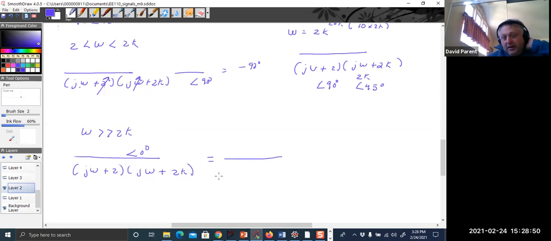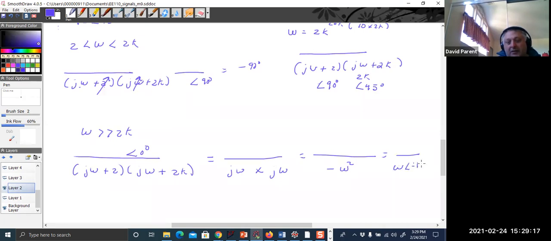So this is bigger than that. So I have j omega. This is bigger than that, and I have j omega. Now, this is a tricky thing: you might say, well, that's minus omega squared, which is omega with a phase of minus 180. But that's not how the algorithms work, and you have to match the algorithm.